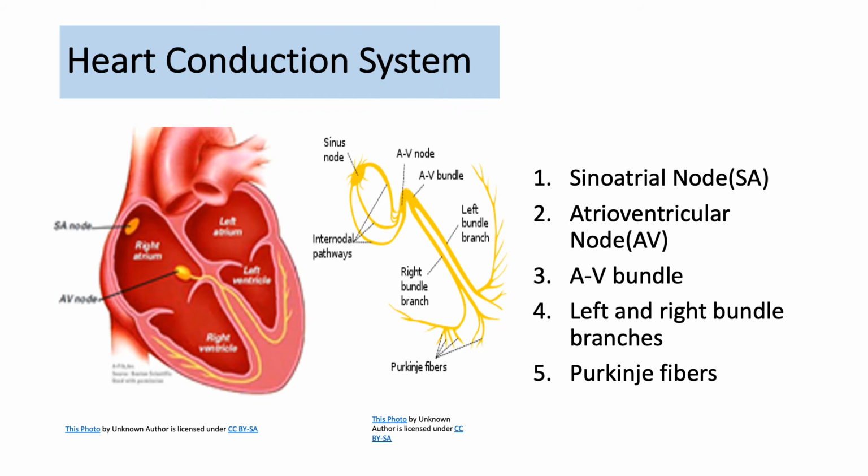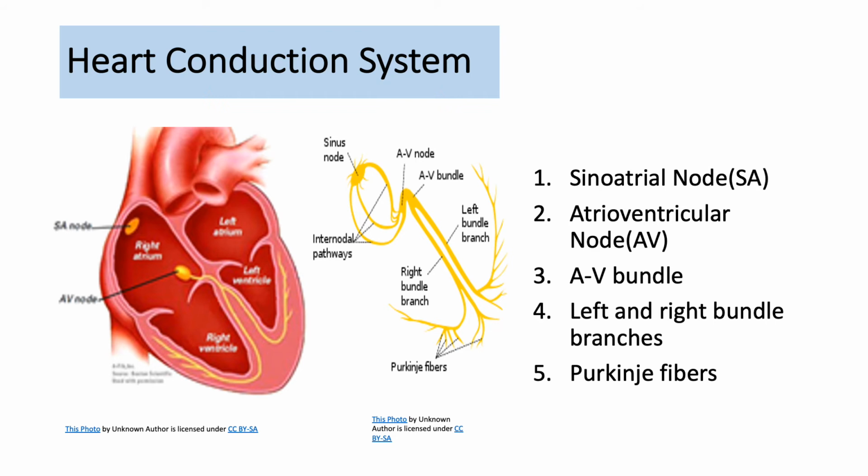The AV node functions as a critical delay in the conduction system. Without this delay, the atria and ventricles would contract at the same time, and blood wouldn't flow effectively from the atria to the ventricles. The delay in the AV node forms much of the PR segment on the EKG, and part of the atrial repolarization can be represented by the PR segment.